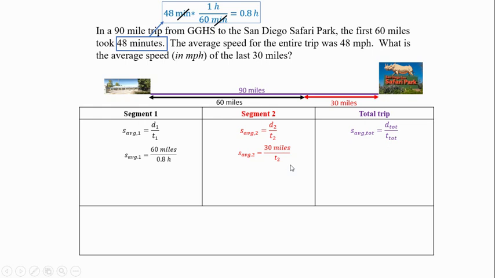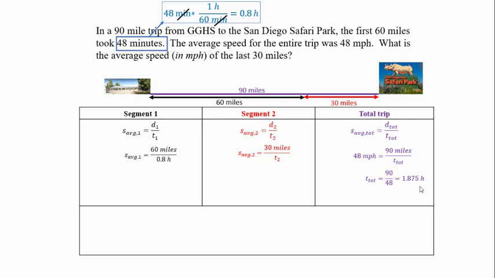But what we can do is find the total time that it took to cover the 90 miles, because the problem states that the whole entire trip averaged 48 miles per hour, so that would fall under the average speed for the total trip. And then the total distance is given to us as 90 miles. So in this particular statement for the trip, the only thing that's unknown is the total time that it took. So really we can just find the total time by doing a little algebra. Multiply both sides by t total, and then divide both sides by 48 miles per hour. If you do that properly, you should get a total time of 1.875 hours.